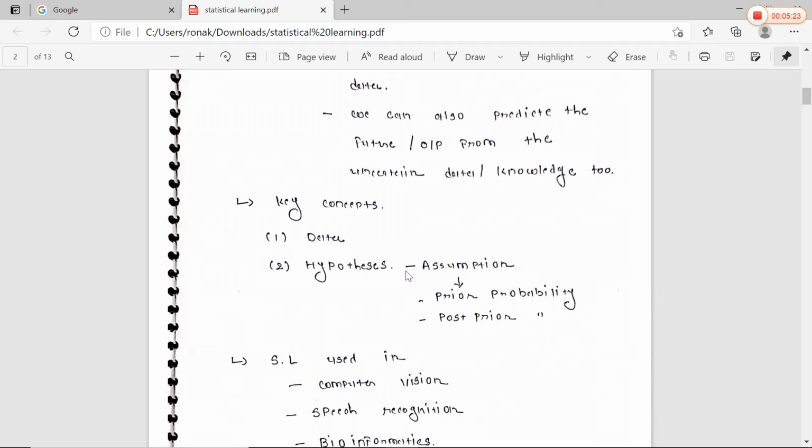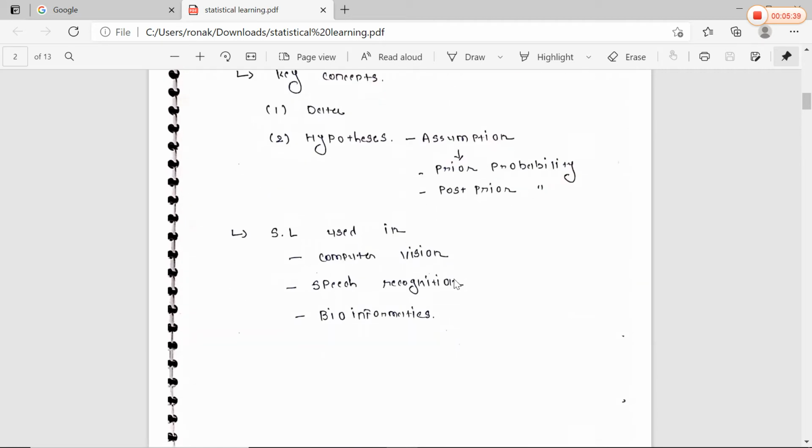This kind of word we can use for the key concept. So in the key concept of statistical learning, the first one is the data, this is our knowledge, like a table of 5 by 7 or 7 by 5, and the second one is the hypothesis, this is our assumption. Statistical learning is used in computer vision, robotics, speech recognition, bioinformatics.